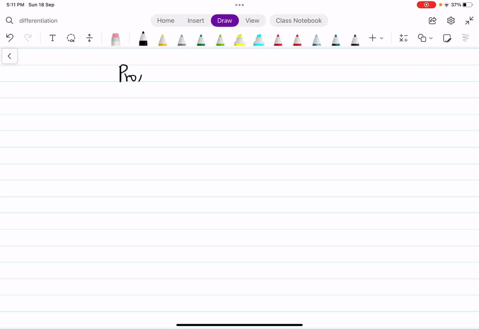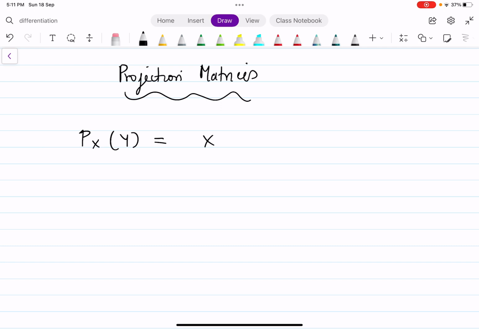Alright, so let's begin with this concept of projection matrices. When we talk about projection matrices, you should first of all remember that a projection of a vector on another vector, suppose I project vector x on y, is given by x into y multiplied by x transpose divided by x transpose into x.